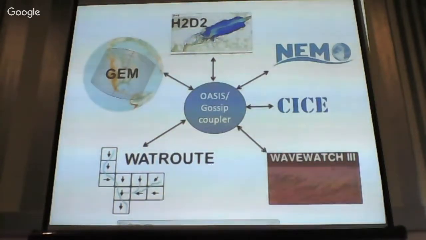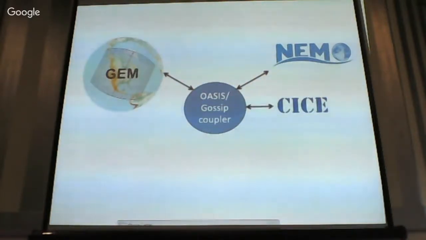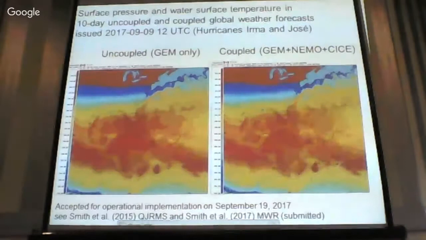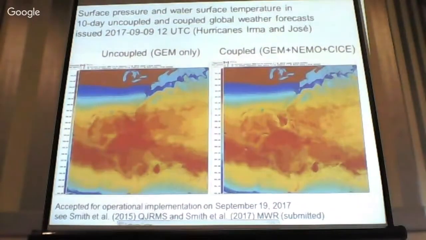So we have the capability of coupling that GEM model to a variety of other models, including a 1D routing model, a 2D river model, a 3D ocean model, the CIC ice model, and the WaveWatch wave model. I'll be first talking about experiments where we've coupled GEM, NEMO, and sea ice, and then we'll add the hydrology. So this is something that was accepted for operational implementation last week.